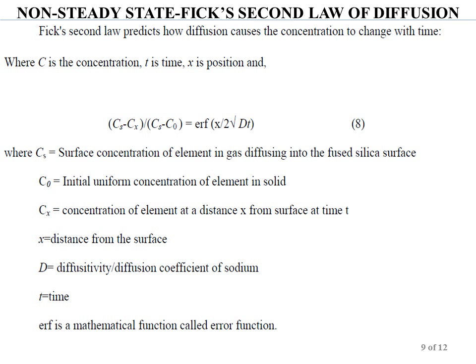Next slide, we will examine non-steady state conditions with Fick's second law of diffusion and its prediction of how the concentration of the diffusing ion changes with time. This is a very familiar equation, where the error function of the position divided by 2 times the square root of the diffusivity, or diffusion coefficient, times time. CS is the surface concentration of the element in the gas diffusing into the fused silica surface. C0 is the initial uniform concentration of the element.